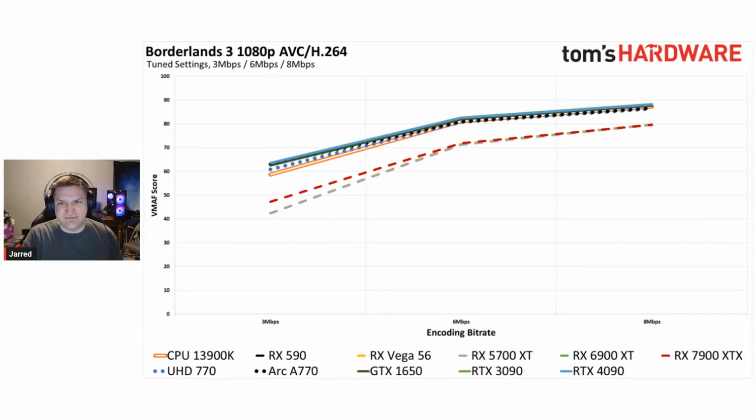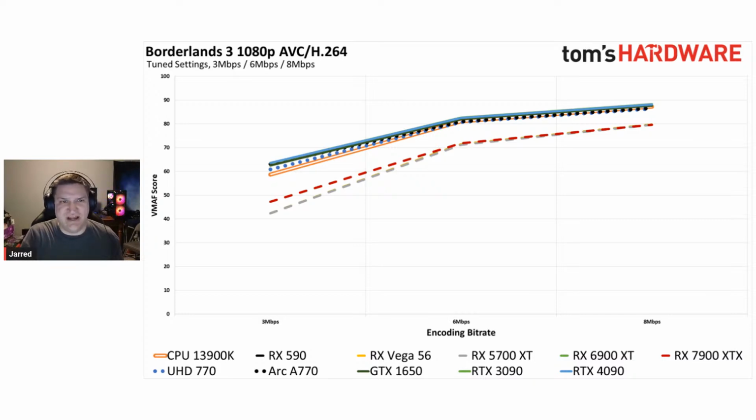So Borderlands 3. This is at 1080p, and we've got 3 bit rates that I target, kind of for streaming purposes, live streaming. This is what I was mostly focused on because that's where GPU assisted encoding is most beneficial, I think. You want to do an encode without taxing the CPU, without slowing down your gameplay if possible.